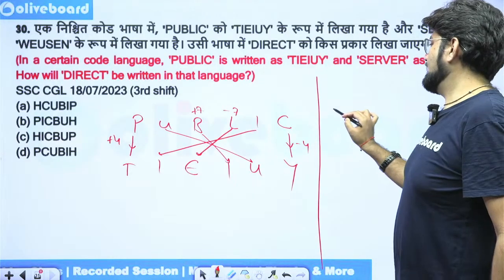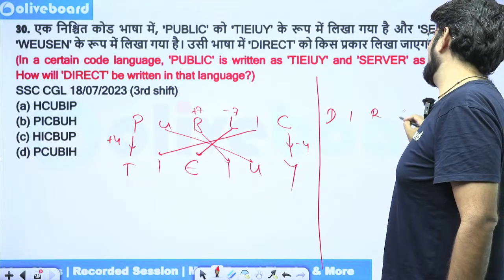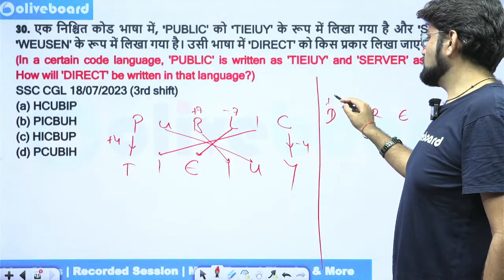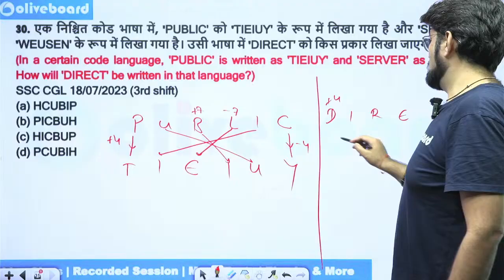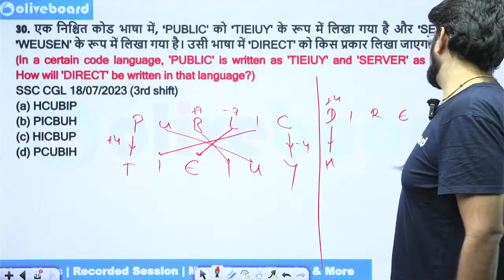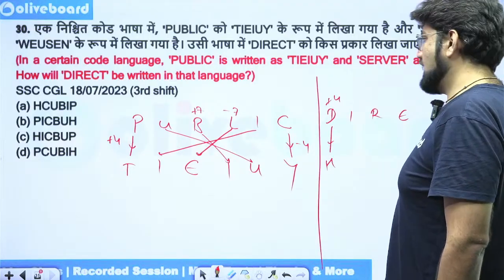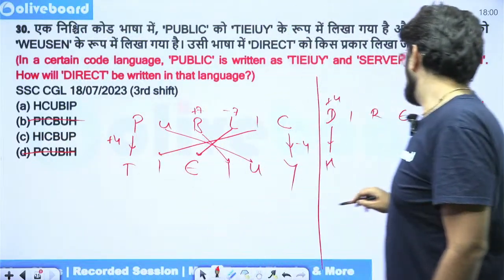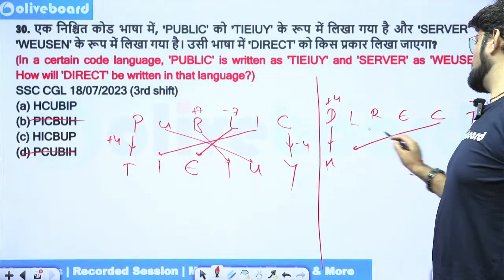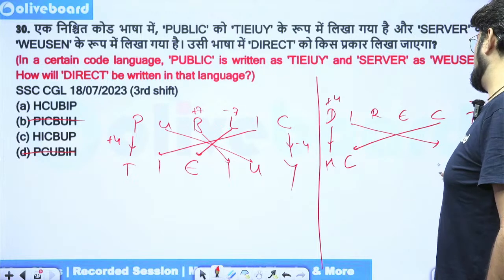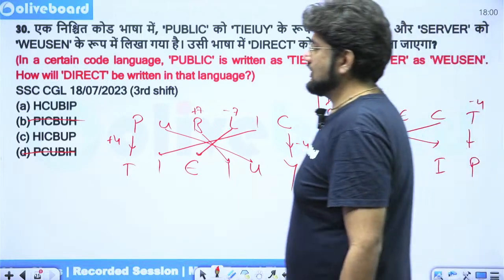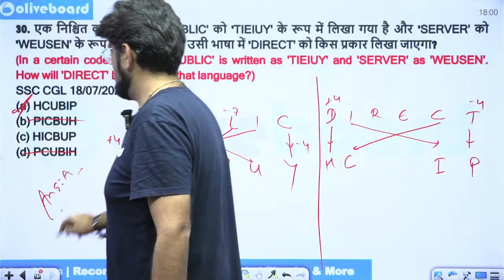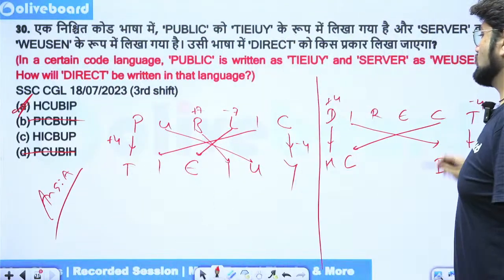What will be the code for direct? I, R. Number of letters are the same. Okay. Plus 4. D plus 4 is H. Minus 4. Do we have a letter starting with H, ending with P? Yes, we have 2 of them. Perfect. Next is this C will go here as it is, this I will go here as it is. So this HC front and IP. Option A is the right answer. We have our answer. But for the sake of it, we'll complete the rest of it also.